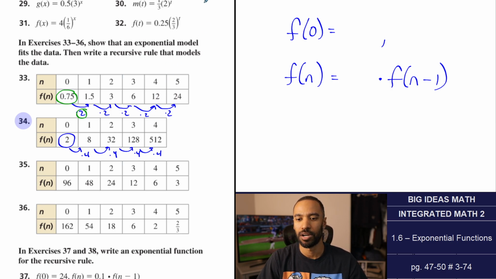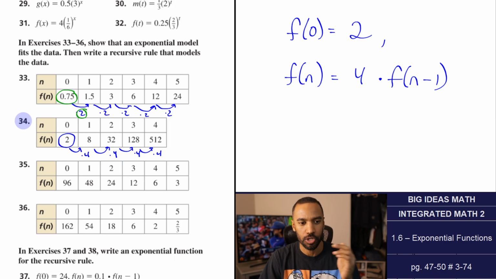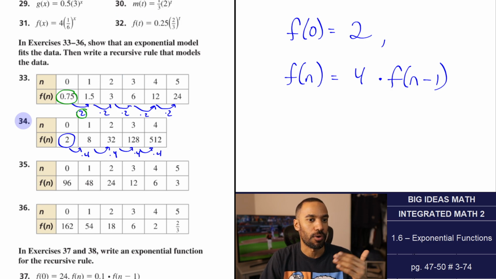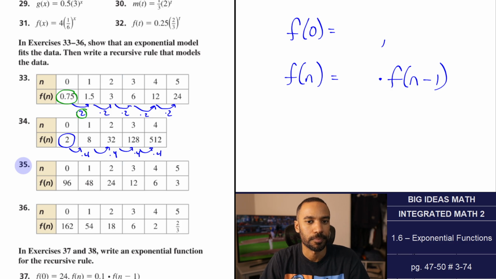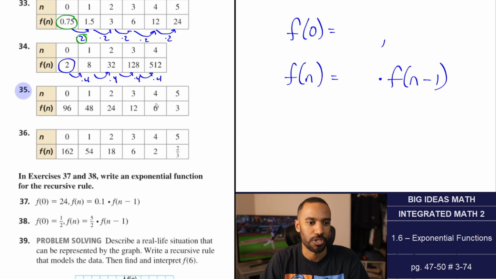But this is times 4, and that 4 matters for our growth factor. So this is initially 2, and then a 4 that multiplies there. That is the recursive rule. So anyway, when I'm showing this, what I'm showing is that there's a growth factor or a decay factor, that we are multiplying by the same thing over and over from one value to the next as n increases by 1. That's the check. It says show that one fits the data. I don't know if they want an exponential function with it. I really should check on that.